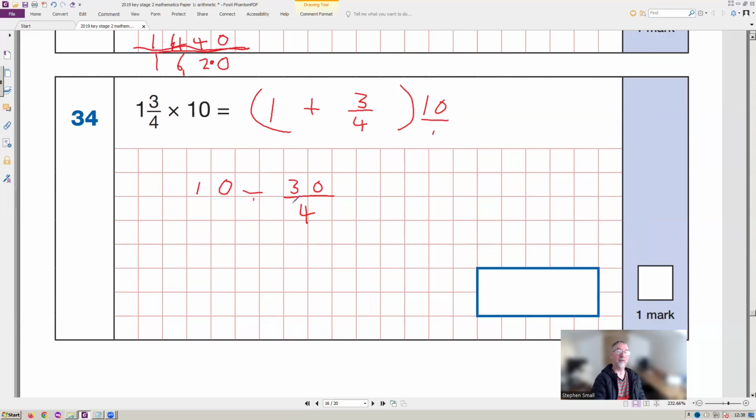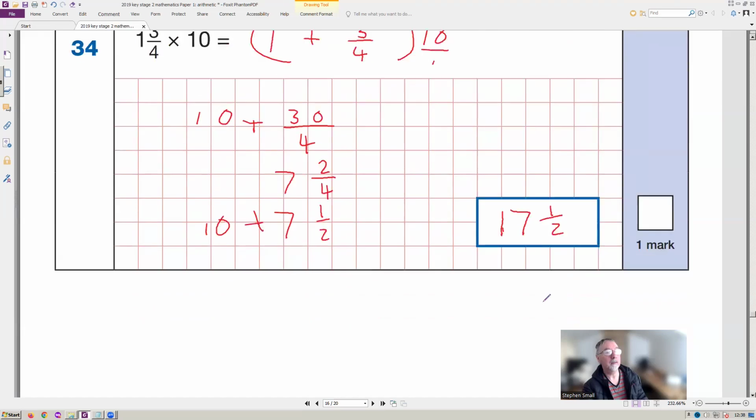And now you see how many 4s go into 30. How many 4s go into 30? It's 7. 7 4s are 28. 2 left over and 2/4, which is 7.5. So, but we got to add that 10 on. Hopefully that's right. 17 and a half.